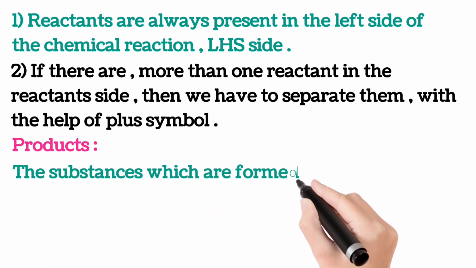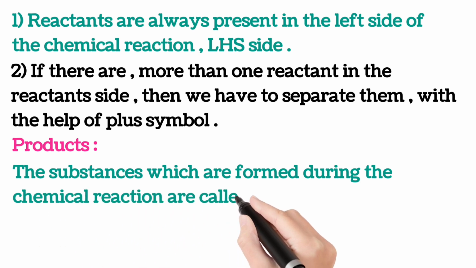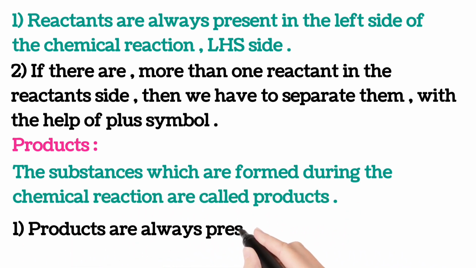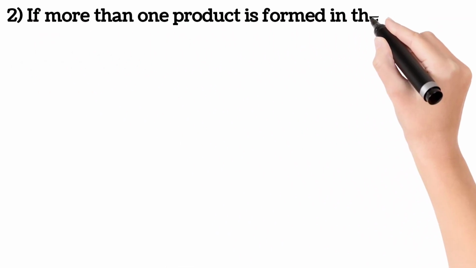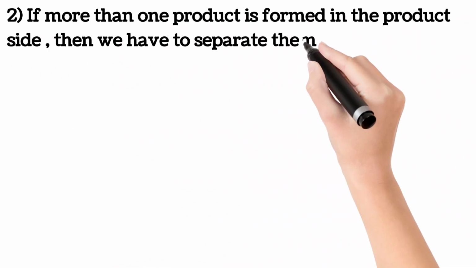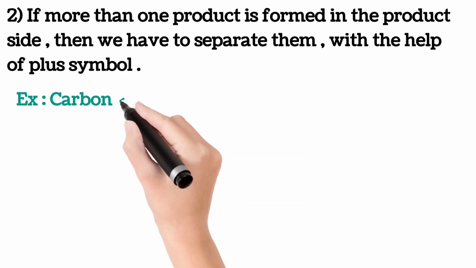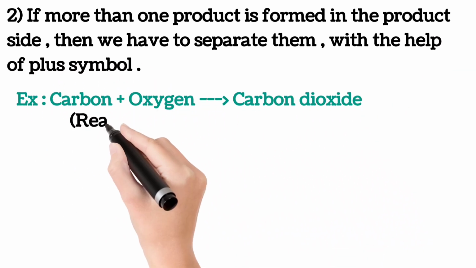Now let me explain about products. The substances which are formed during the chemical reaction are called products. Products are always present in the right side of the chemical reaction, RHS side. If more than one product is formed in the product side, then we have to separate them with the help of plus symbol.